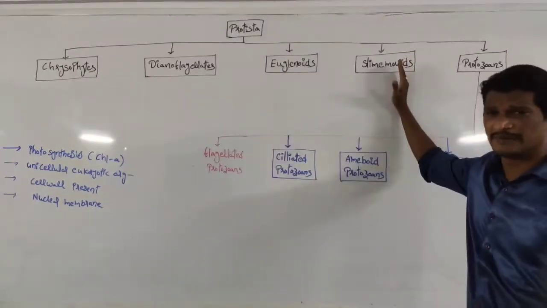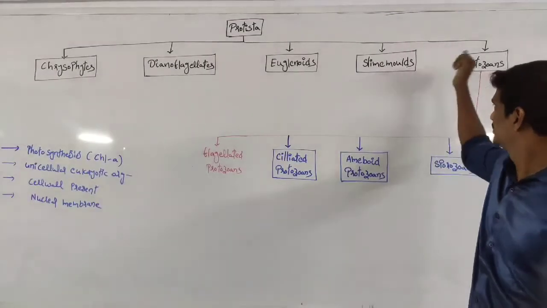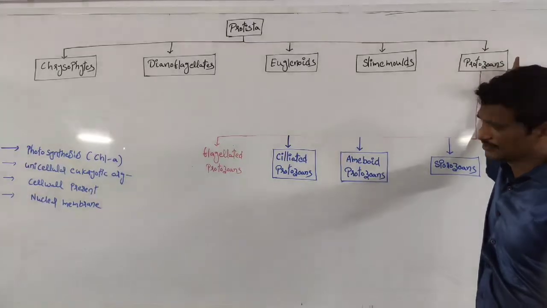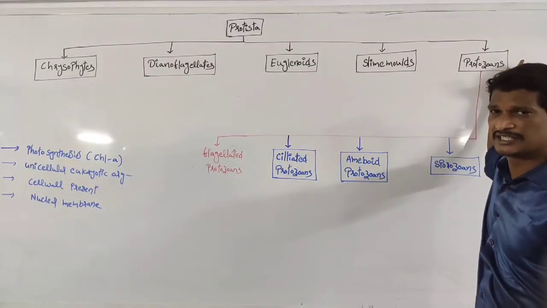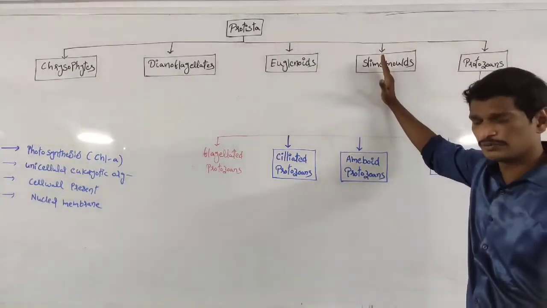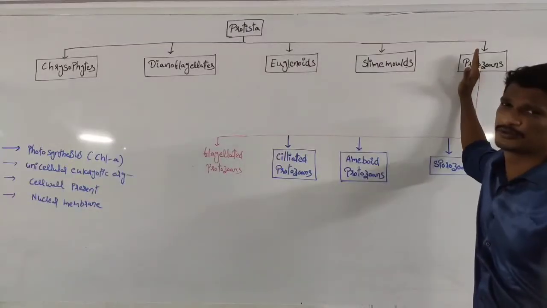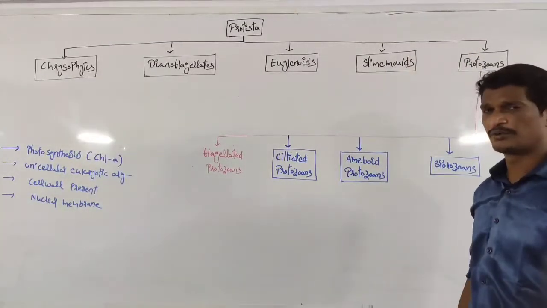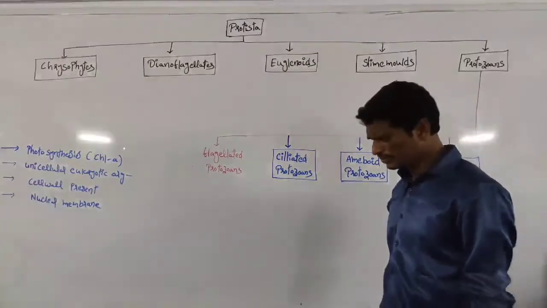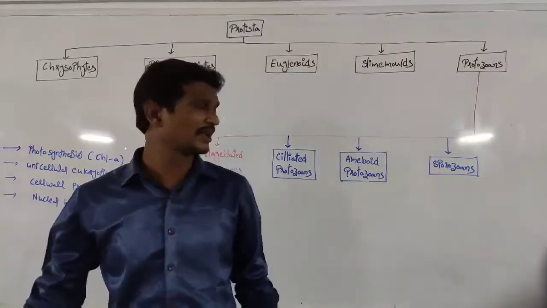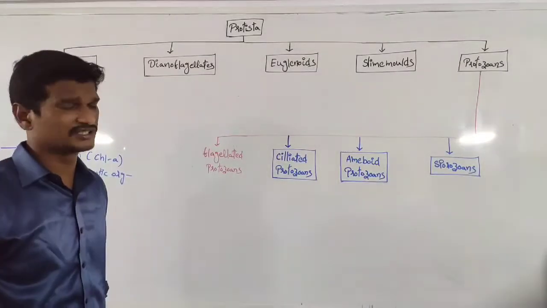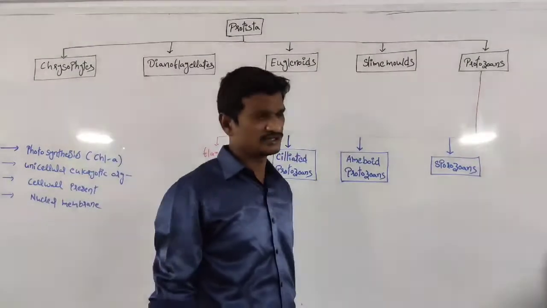Some are saprophytic and some are parasitic. So what I am telling is that these are heterotrophs, these are also heterotrophs. Both are heterotrophic organisms. That is about the chrysophytes, dinoflagellates, euglenoids, and the slime molds and protozoans.